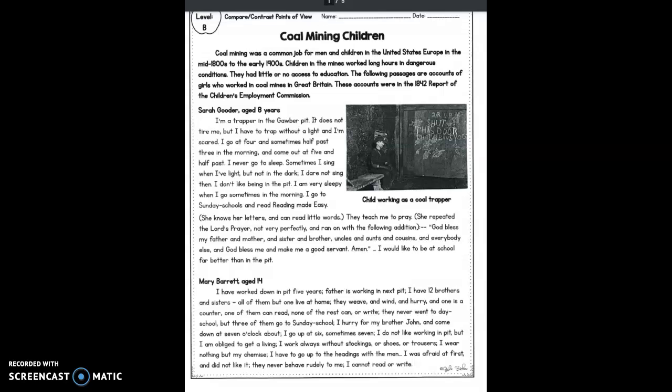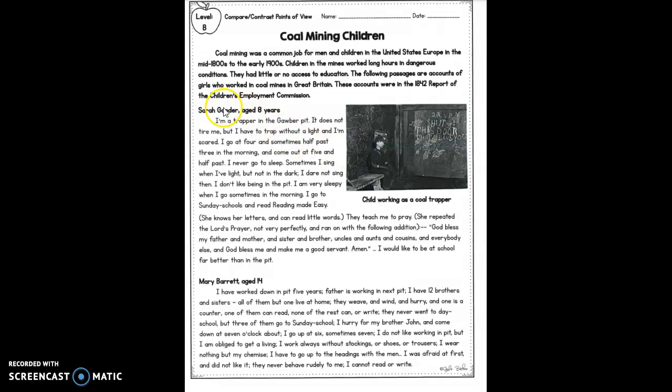Okay, boys and girls, today you are actually going to take some reading passages and compare and contrast the different points of view. Today you're reading about coal mining children. So your job is to read the passages, and here I'm just going to go through and explain to you what you're doing.